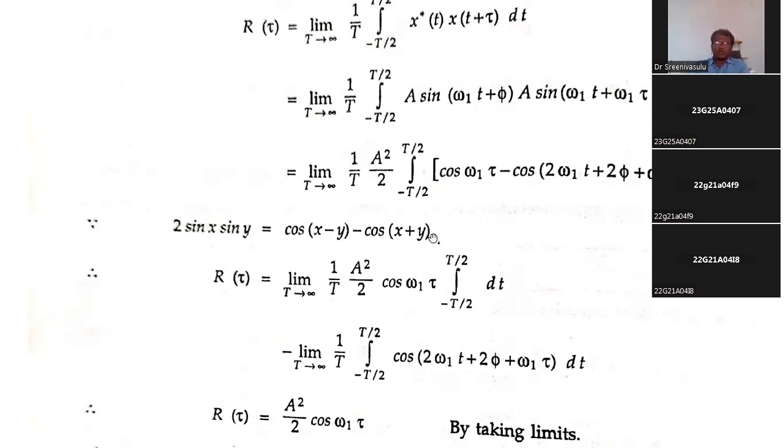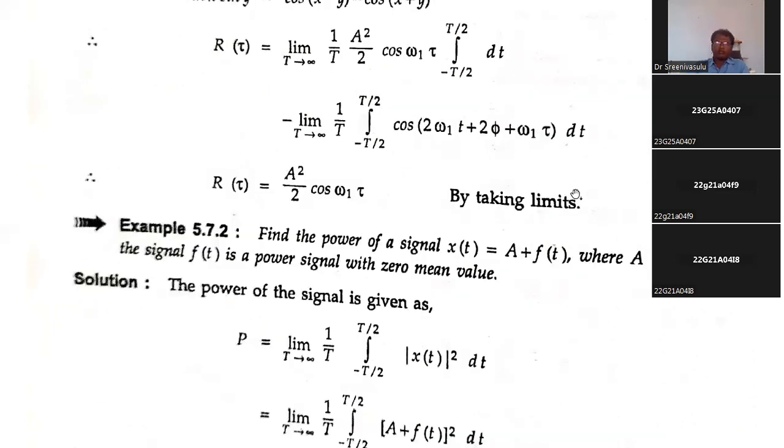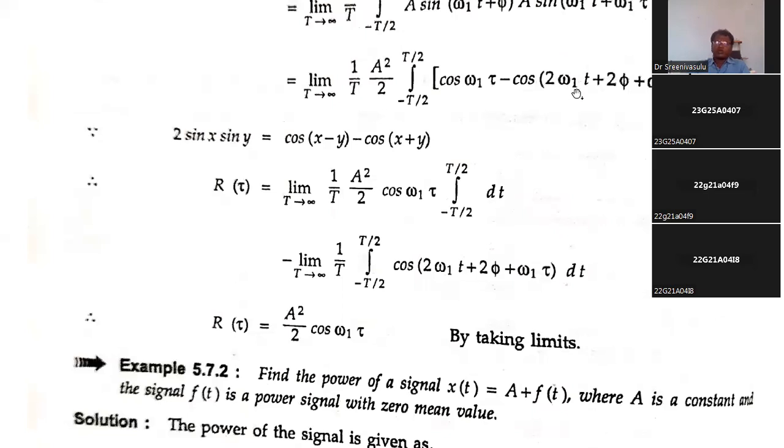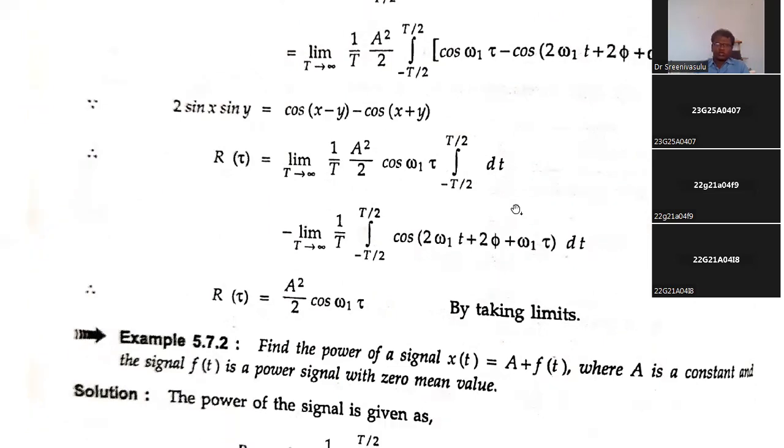Now cos A minus B minus cos A plus B, in this formula you see here. So it is a cos omega 1 tau minus of this one. If we apply integration, already we discussed that integration over a complete cycle is always 0. So you see integration over a complete cycle is always 0. So you no need to consider this one, means it is 0.